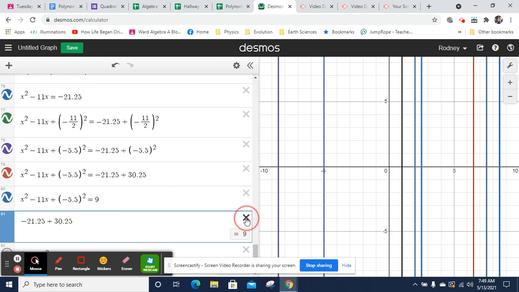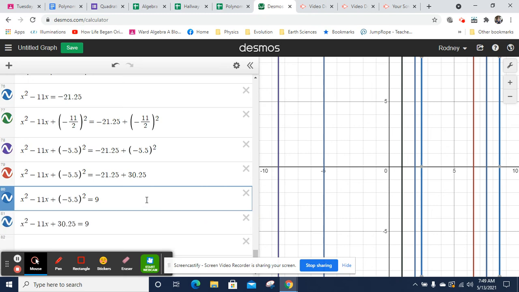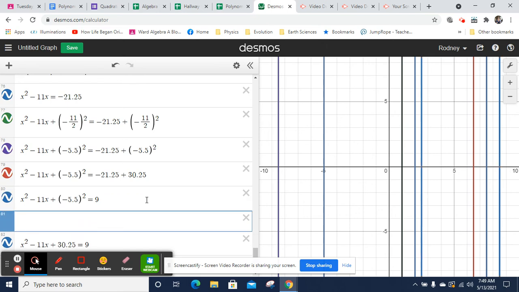So I can clean out some of these notes down here. And now we do the next step. Pause the video, figure out what the next step is. And if you pause, the next step is definitely to factor both sides. So x minus 5.5 squared equals 9. Okay, we factor the left side. Now, pause and figure out what the next step is.